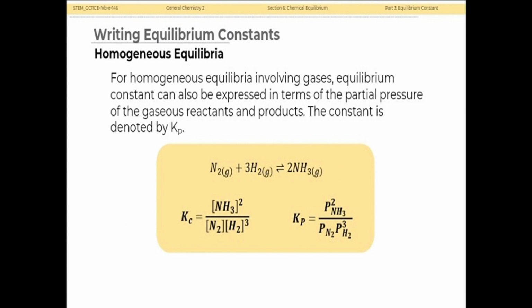A homogeneous equilibrium involves a mixture of reactants and products in one same phase. An equilibrium constant expressed in terms of concentration in molar or moles per liter is called Kc. Given the reaction of stannous ion with ferric ion forming stannic ion and ferrous ion, the Kc expression is as follows.